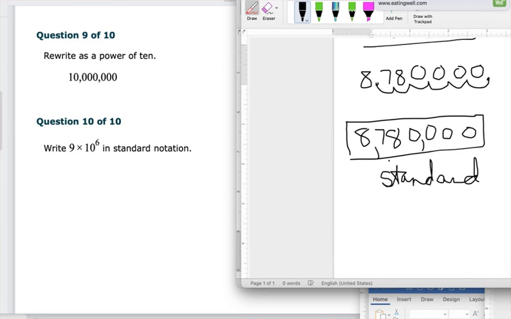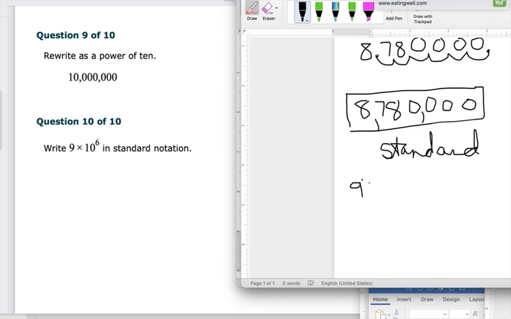Okay, number 9. Rewrite 10 million as a power of 10. So 10 million is the standard form of the number. Okay, so we're going to put its standard form. And now we're just going to put 10. And how many zeros do I have? 1, 2, 3, 4, 5, 6, 7. 10 to the 7th is the power of 10 that you would write that at.